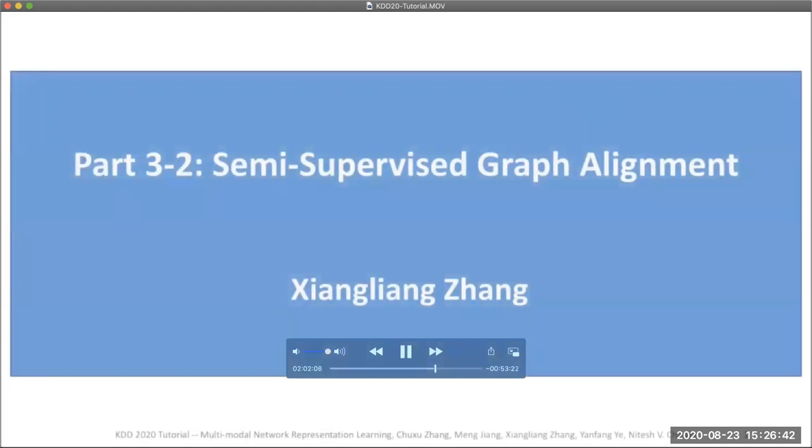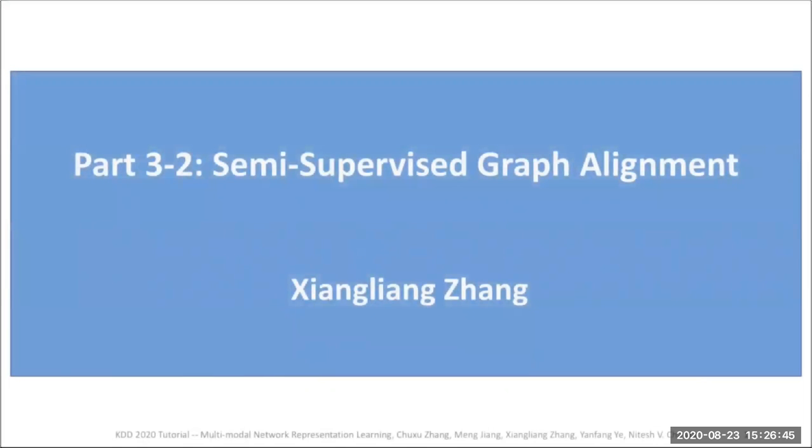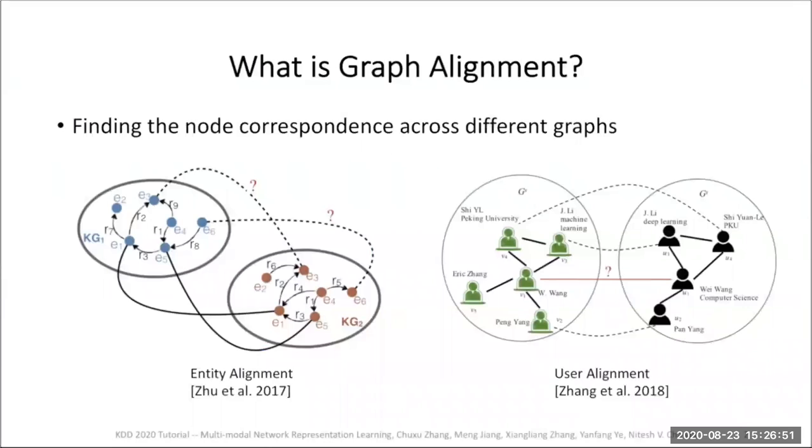Hello, everyone. I'm Xiangliang Zhang. Thank you for your interest in this tutorial on semi-supervised graph alignment. Graph alignment is to find the node correspondence across different graphs. For example, given a knowledge graph with entity words in English and another knowledge graph with entity words in French, graph alignment is to find the entity words that have the same semantic meanings in these two different graphs. We can also do user alignment in social graphs, and the aligned users can be used for recommendation problems and also for user profiling.